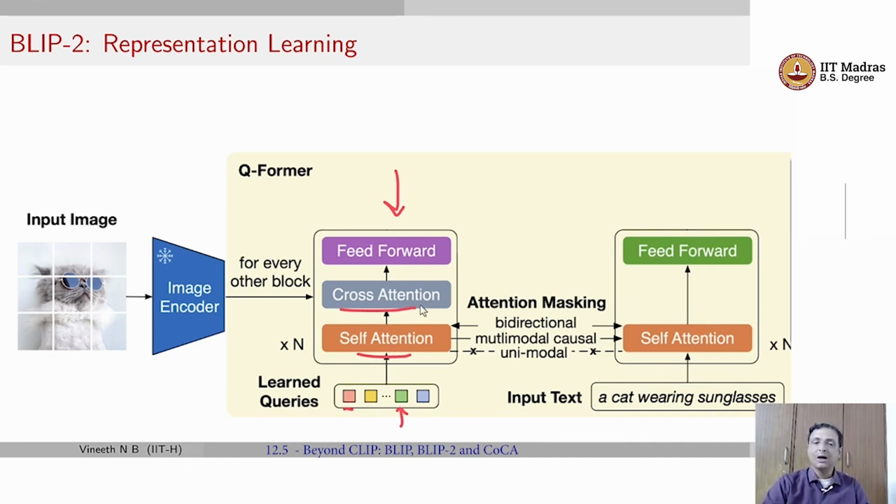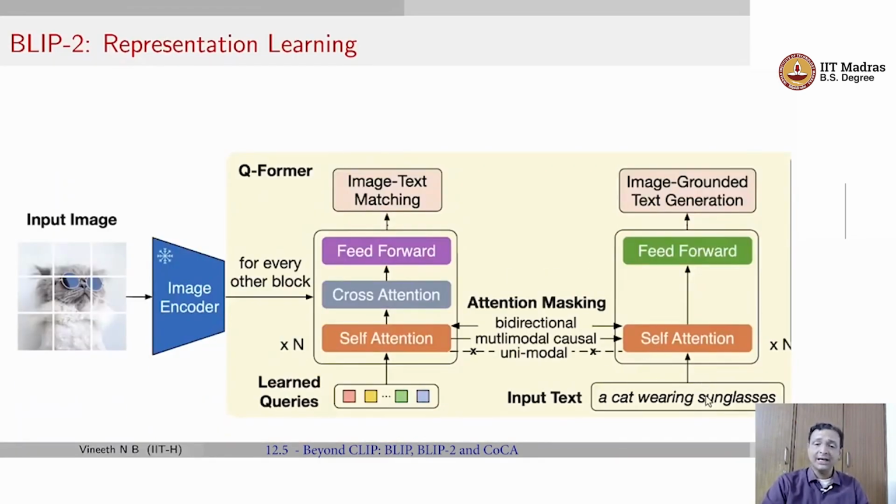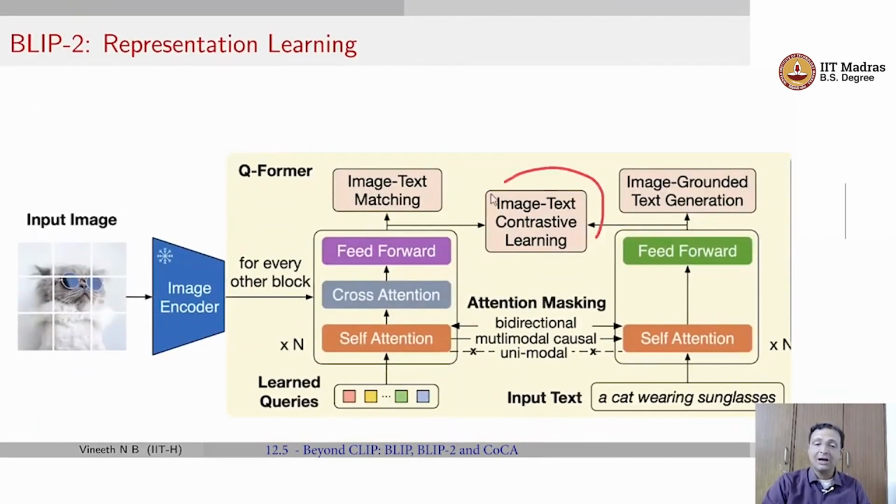These are provided as input, and in the cross-attention layer, we have cross-attention between these query tokens and the image tokens, and that output is provided to a feed-forward layer, which then takes it forward. We'll talk about that part soon. And on the other side, you have a text encoder, which once again has a self-attention module, then a feed-forward module. There is no cross-attention there because there is no other input other than text in that particular module, and that provides the image-grounded text generation. Okay. But we have one more detail to talk about, and they also have an image-text contrastive learning loss here.